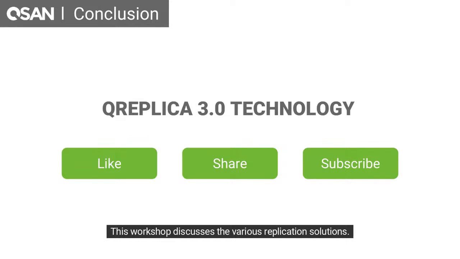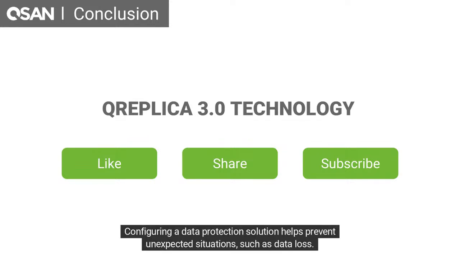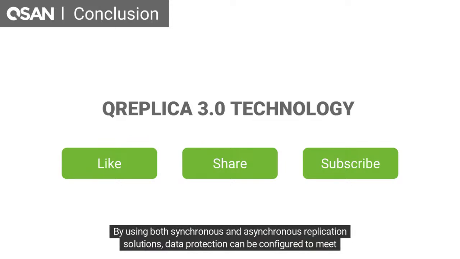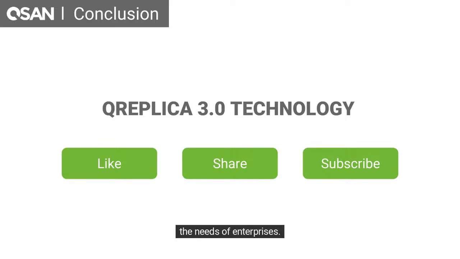This workshop discusses the various replication solutions. Configuring a data protection solution helps prevent unexpected situations, such as data loss. We provide local and remote data protection solutions to help easily recover in the event of a disaster. By using both synchronous and asynchronous replication solutions, data protection can be configured to meet the needs of enterprises.